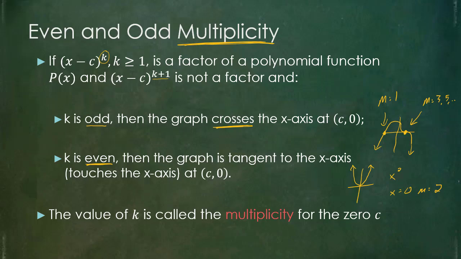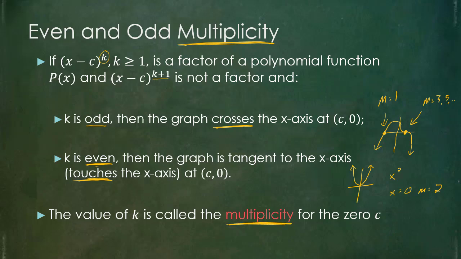And so at that point, since that's an even number, I know that it's actually going to be what's called tangent to the x-axis. But basically the easier way to think of it, I think, is it touches the x-axis and bounces right back off. So this value that we have, this value of k, again, is what's called the multiplicity.